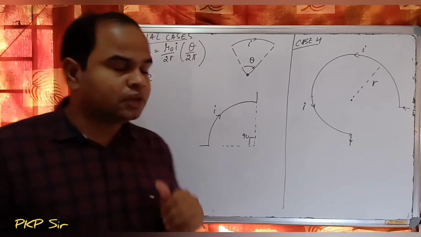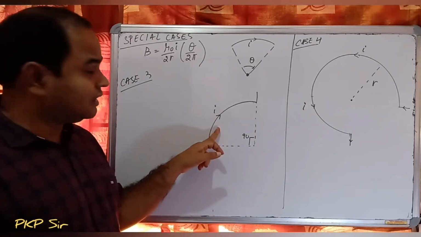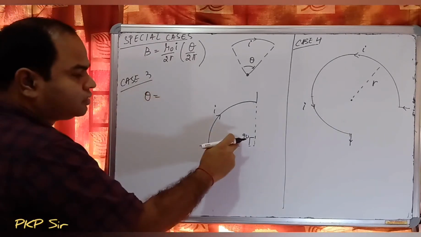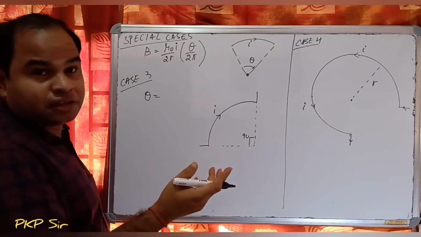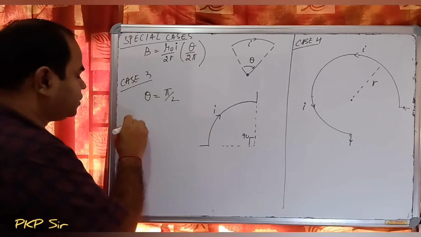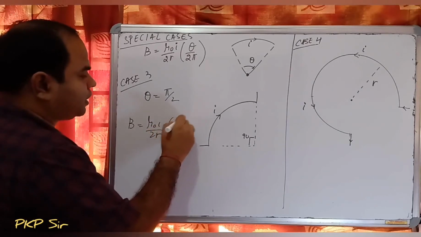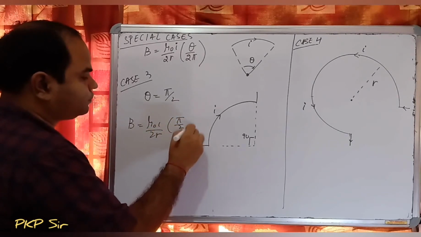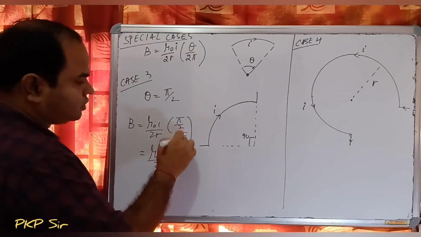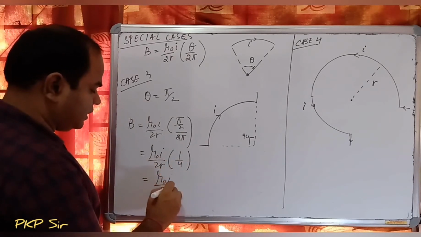Case 3. If the arc is a quadrant of a circle carrying current I, in that case theta is how much? The quadrant subtends an angle of 90, so theta is pi by 2. So B will be mu naught I by 2r times pi by 2 divided by 2 pi. Okay? So this is mu naught I by 2r, pi cancels, this is 1 by 4. So that is mu naught I by 8r.